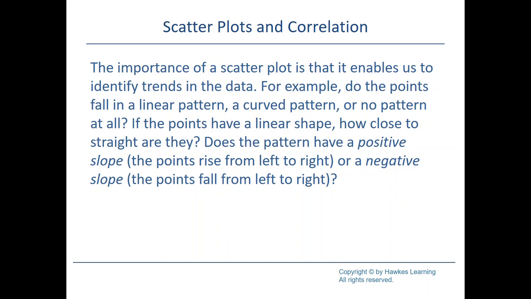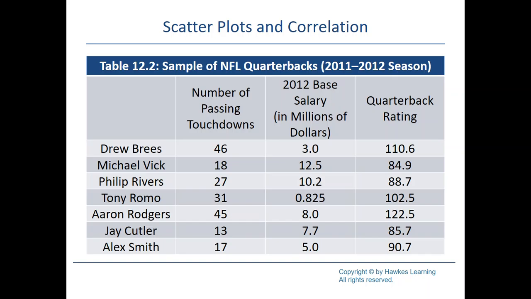Is that pattern in a positive slope, meaning that it looks like it rises from left to right? Or is it in a negative slope, meaning that it falls from left to right? And you'll notice I do say fall from left to right or rise from left to right. Again, we always read a graph from left to right. So I'm going to use this type of data for a couple of problems.